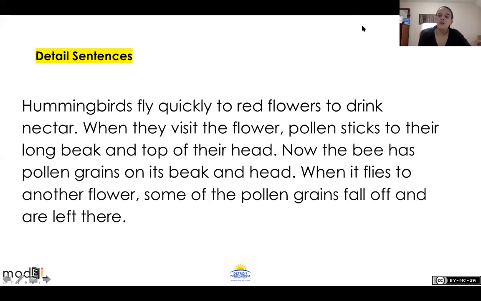So I want you to focus on the parts of this writing. We talked about the introduction, which kind of gives you a little overview. The focus statement tells you exactly what you're going to learn about. And then the detail sentences are going to tell you the actual information that you're trying to teach somebody. And there are three questions that you have to answer for your detailed sentences.